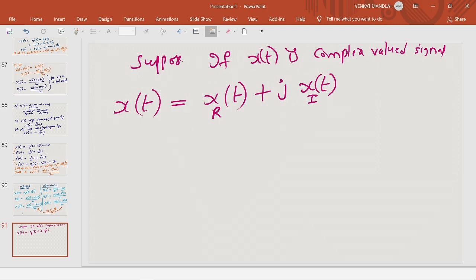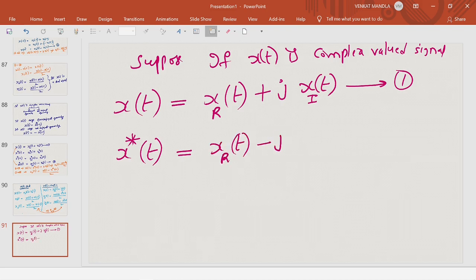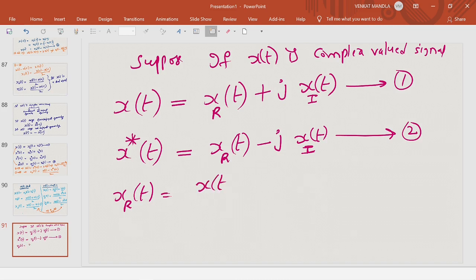So what I do is, I will say this equation is 1. First I will try x conjugate of t. What is x conjugate of t? Wherever j, replace j with minus j. Xr of t minus j xi of t. This is 2, I will say. Add 1 and 2. From this, 2 times xr of t equal to x of t plus x conjugate of t. From this, xr of t equal to x of t plus x conjugate of t by 2. This is the real part of the signal.